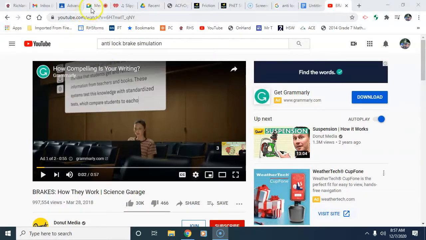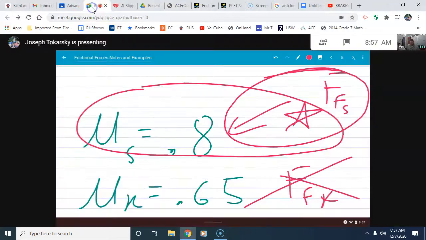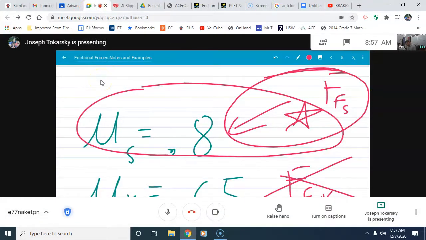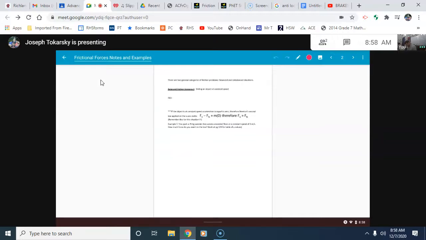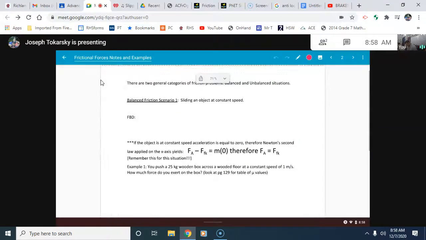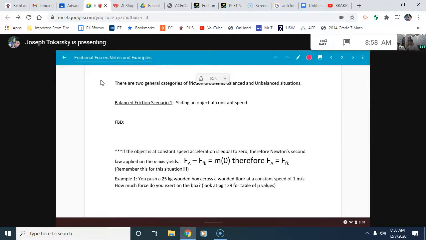All right, so at this point I'm going to go over to our notes again. I broke it up into some general scenarios that we could put a lot of this stuff in. Now, the two general categories of friction problems that we're doing in this chapter are going to be considered balanced and unbalanced. And there's a couple different balanced scenarios we're going to do today. Unbalanced will wait till later in the week, maybe Wednesday, just to not throw too much at you guys at once.